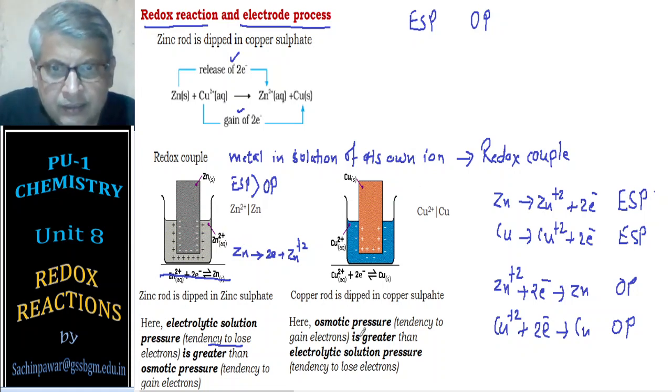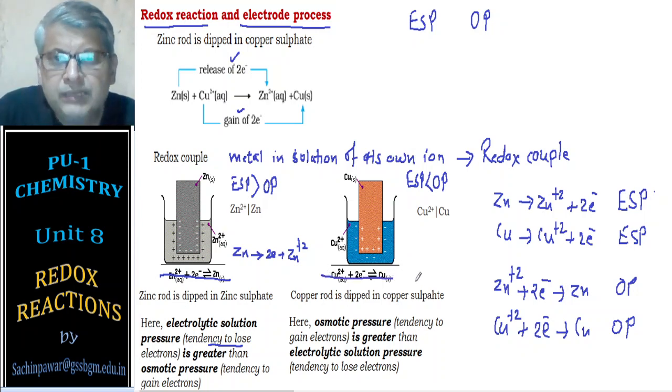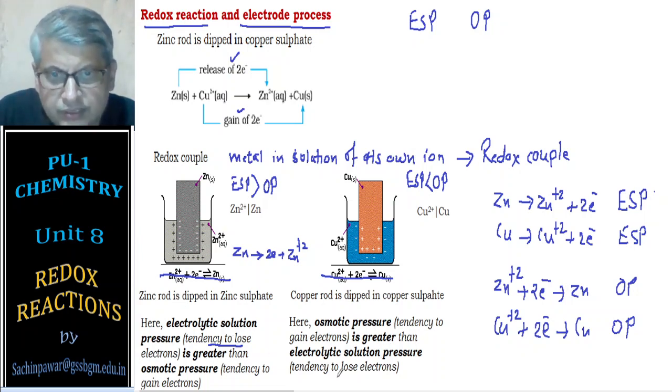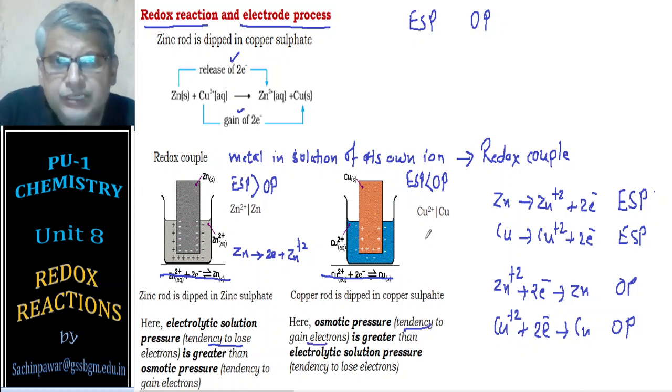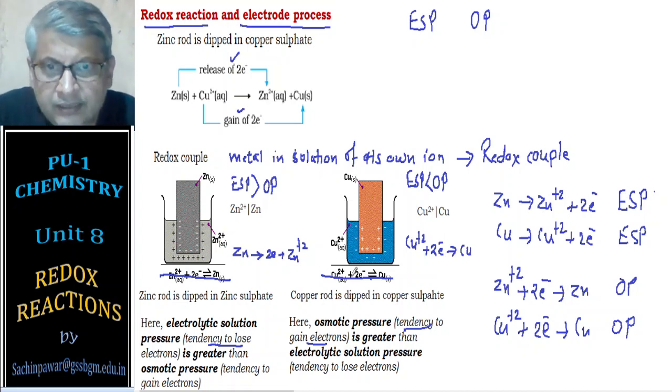And here, electrolytic solution pressure is less than the osmotic pressure. So osmotic pressure is more, therefore here the most possible tendency is to gain electrons. Here osmotic pressure is more, so the tendency to gain electrons is more. That means the reaction which is more happening is this: copper plus 2 should gain 2 electrons to form copper. So here the tendency is that.